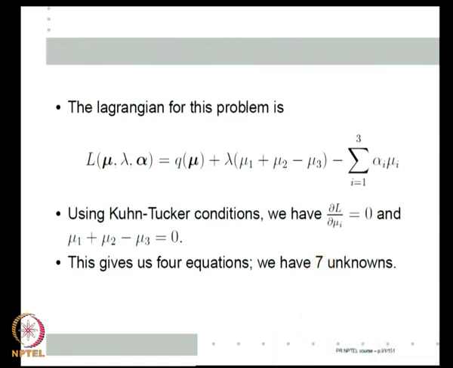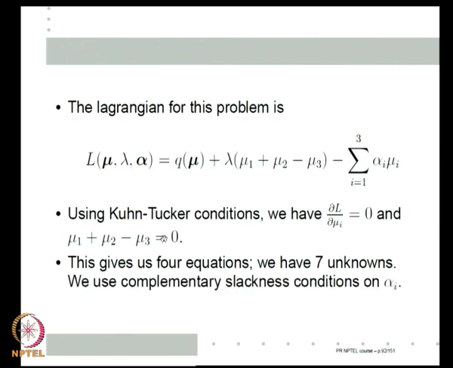How many unknowns do I have? Mu 1, mu 2, mu 3, lambda and 3 alphas. I have got 7 unknowns. So, I need 3 more equations from somewhere. Where do you get the extra equations? I have to use the inequality constraints, and we can use the complementary slackness on the alphas. What does complementary slackness say? Alphas correspond to the constraints mu I greater than or equal to 0.